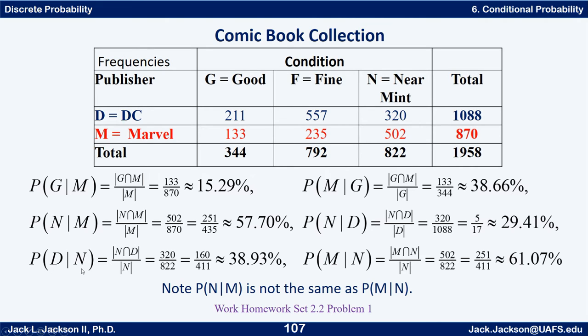Reversing it, D given N. Okay, so we know it's near mint, so we're dividing by the 822, and the numerator then is near mint and DC. That's going to be 320. That's 320 over 822, which reduces to 160 over 411. That is the probability of D given N, the probability it's a DC given we know it's a near mint, and that is approximately 38.93%. And once more, notice that switching the order of these things does make a difference.